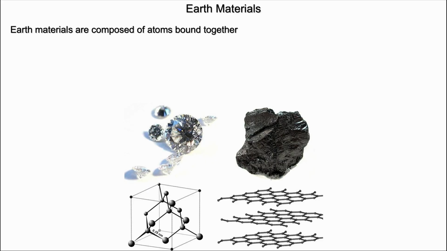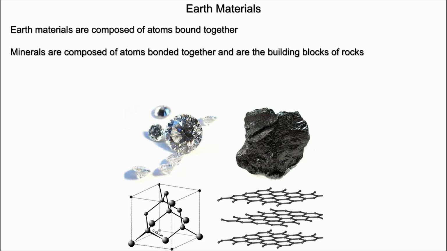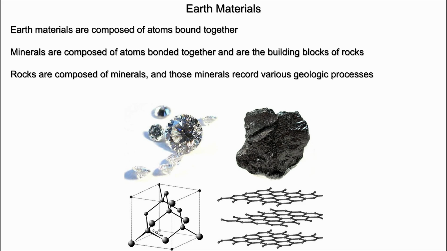Earth materials are composed of atoms bound together. Minerals are composed of atoms bonded together and are the building blocks of rocks. Rocks, in turn, are composed of minerals, and those minerals record various geological processes. The formation of those minerals takes place under certain conditions that we can figure out, and therefore we can reconstruct the history of the rock based on what's present.